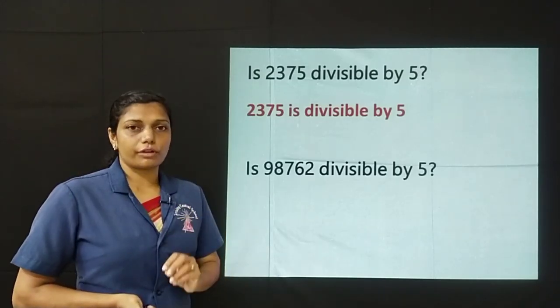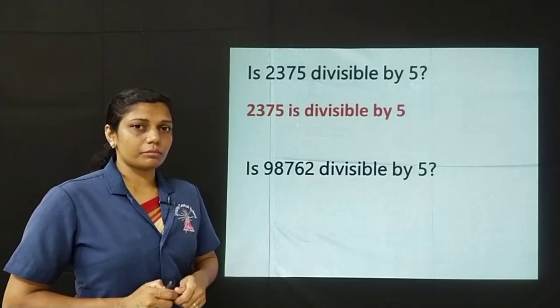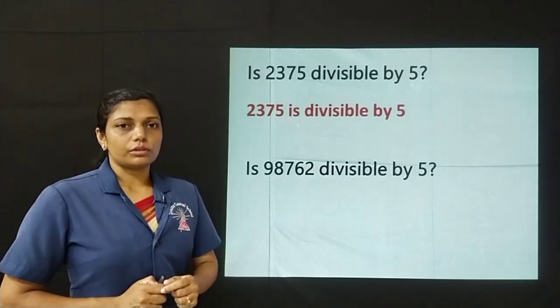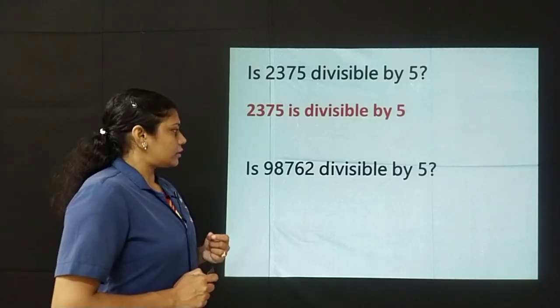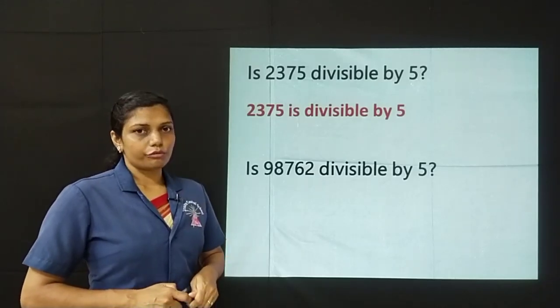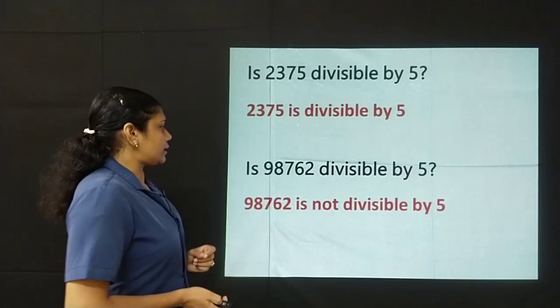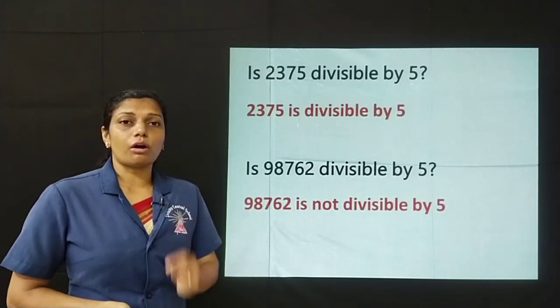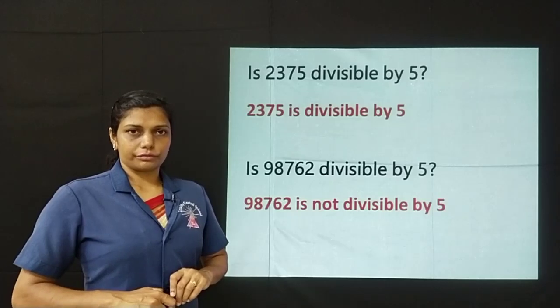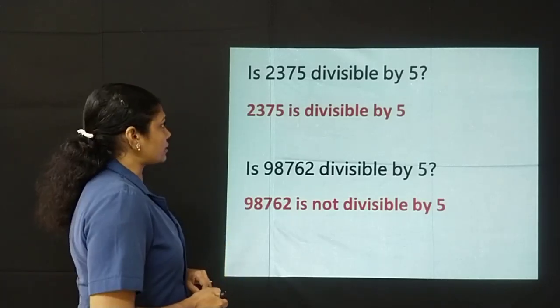Is 98,762 divisible by 5? What is the last digit of the number? Yes, 2. Since it is 2, this cannot be divided by 5. So, 98,762 is not divisible by 5. Clear? Let us go to the next one.